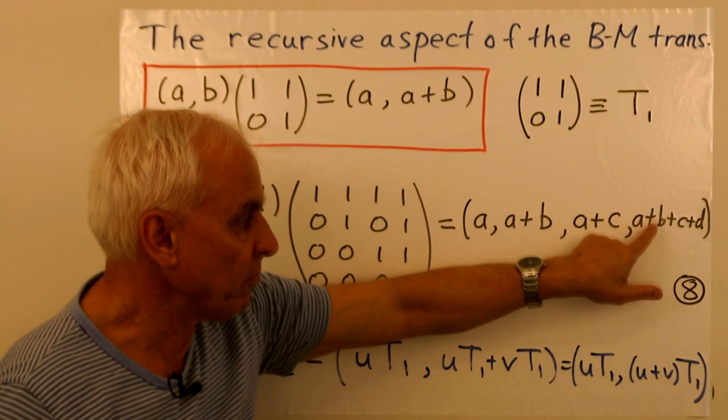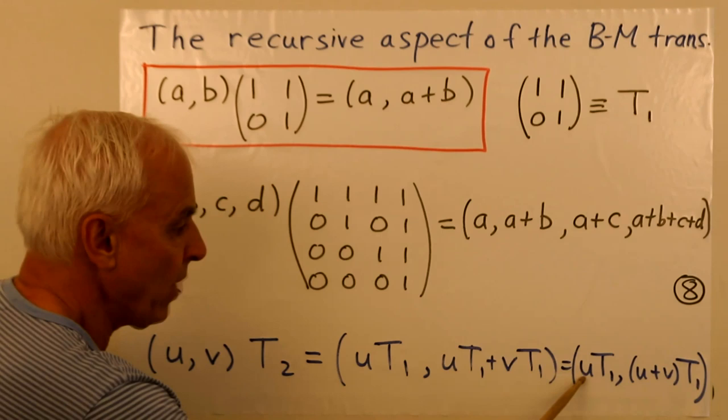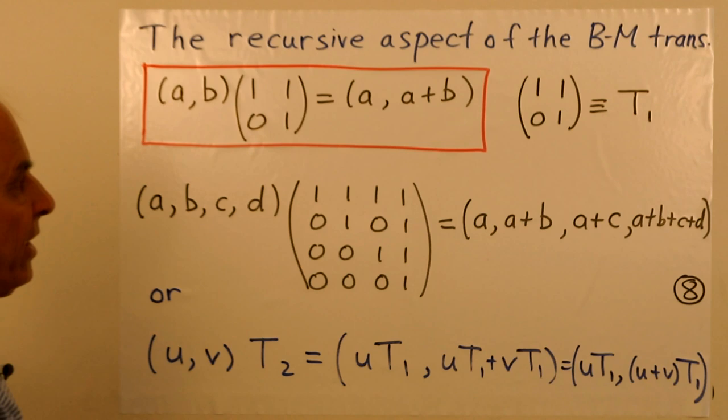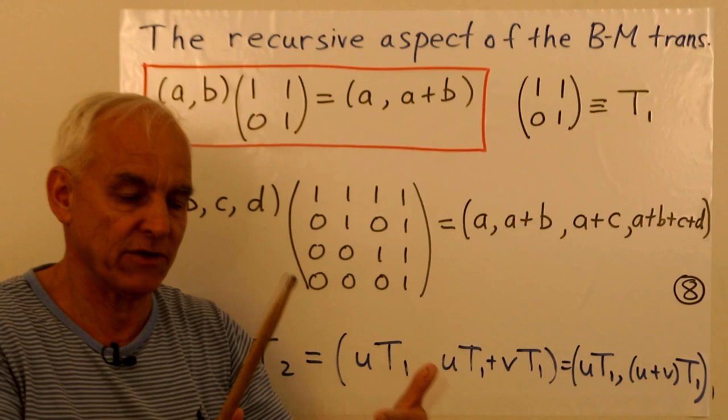So that's the rule: UV acted on by T2 is U acted on by T1 and U plus V acted on by T1 separately. That's a lot like what's happening here. Now this procedure generalizes; the same basic recursive aspect repeats itself as we go up to higher dimensions.